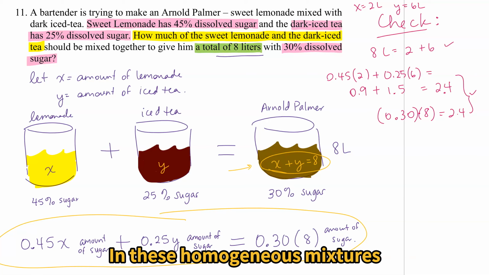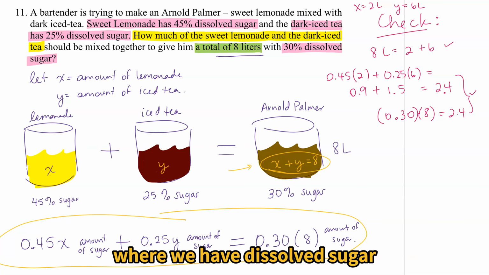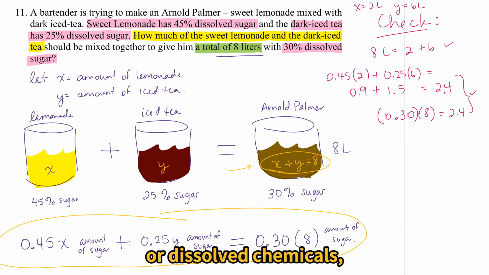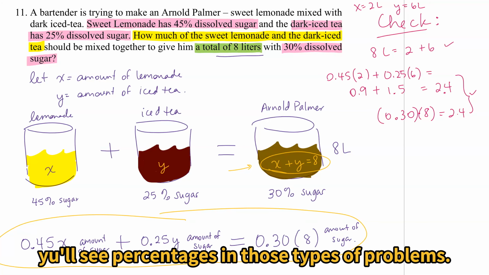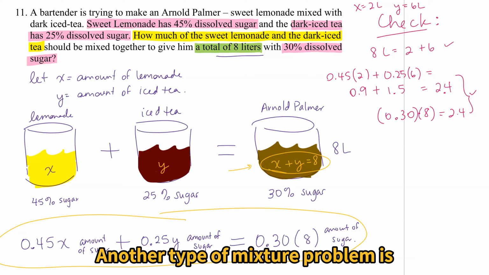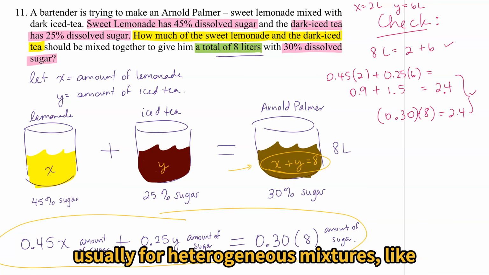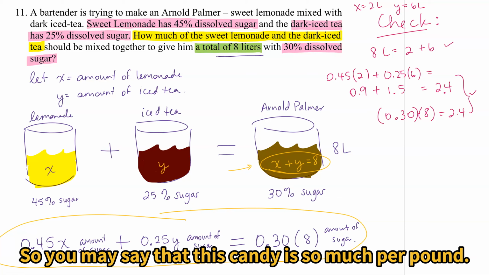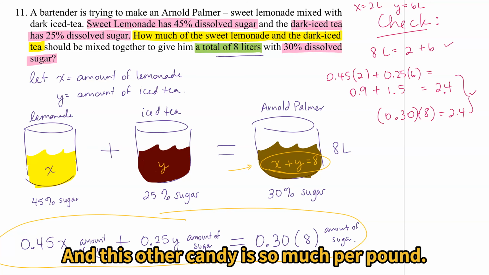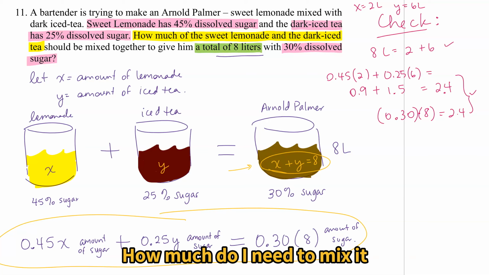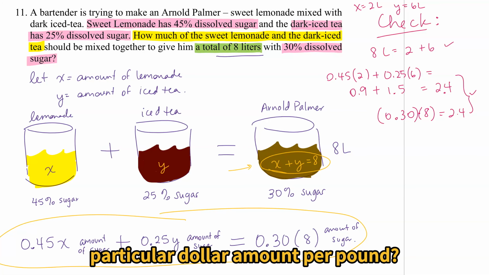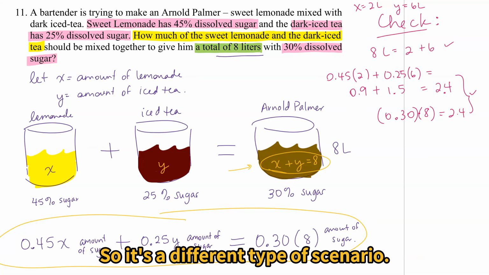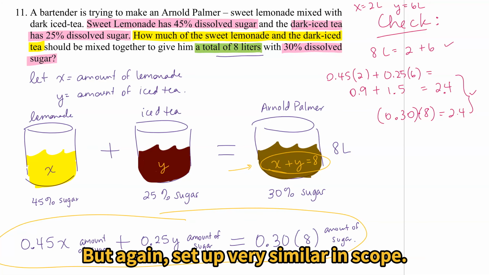In these homogeneous mixtures, where we have dissolved sugar or dissolved chemicals, you'll see percentages in those types of problems. Another type of mixture problem is usually for heterogeneous mixtures like trail mix or candy mix. And instead of keeping track of amounts of particular items in there, you're looking at prices. So you may say that this candy is so much per pound and this other candy is so much per pound. How much do I need to mix it to create a mixture of this particular dollar amount per pound? So it's a different type of scenario, but again, set up very similarly in scope.